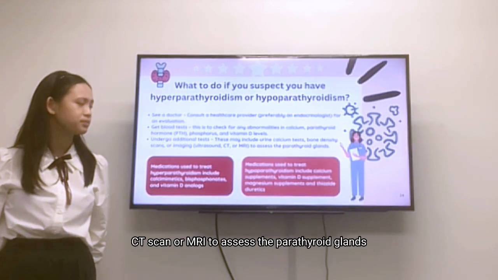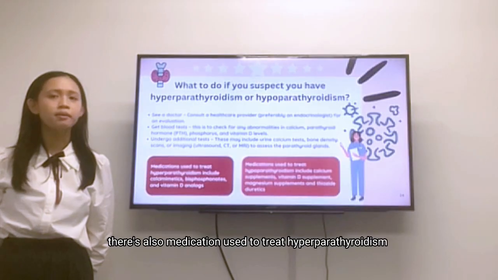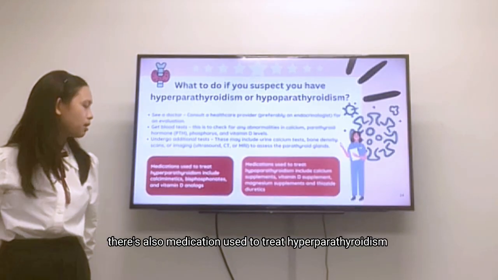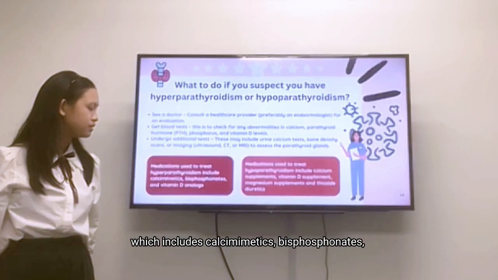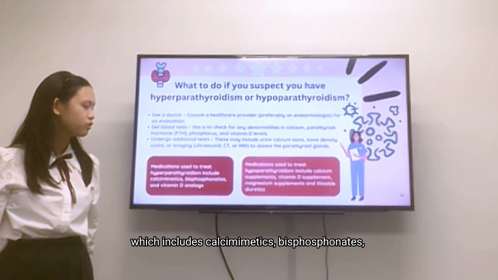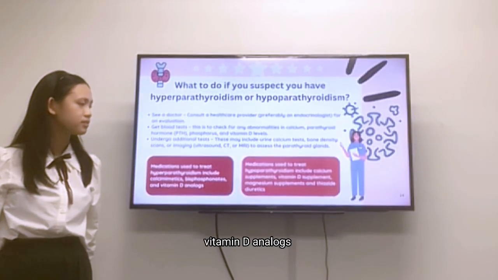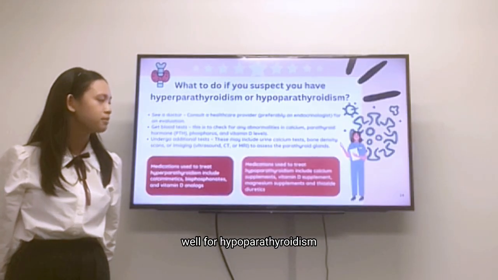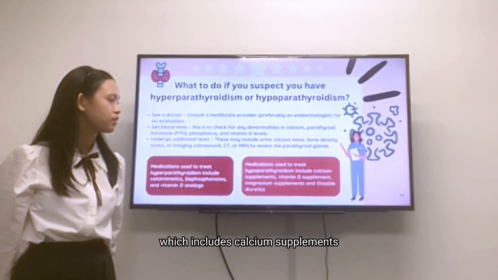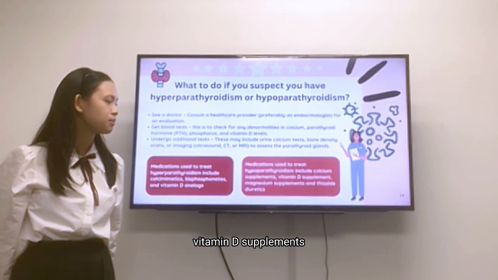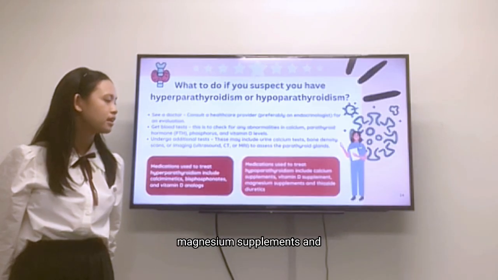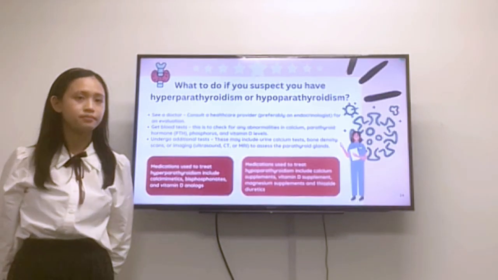the parathyroid gland. There is also medication used to treat hyperparathyroidism, which includes calcimimetics, bisphosphonates, and vitamin D analogs. While for hypoparathyroidism, there's also medication which includes calcium supplements, vitamin D supplements, magnesium supplements, and thiazide diuretics.